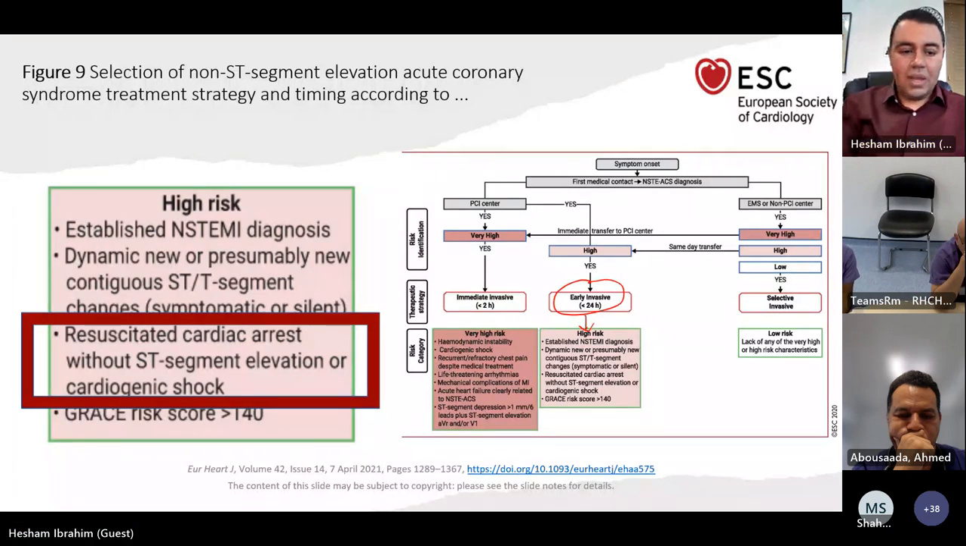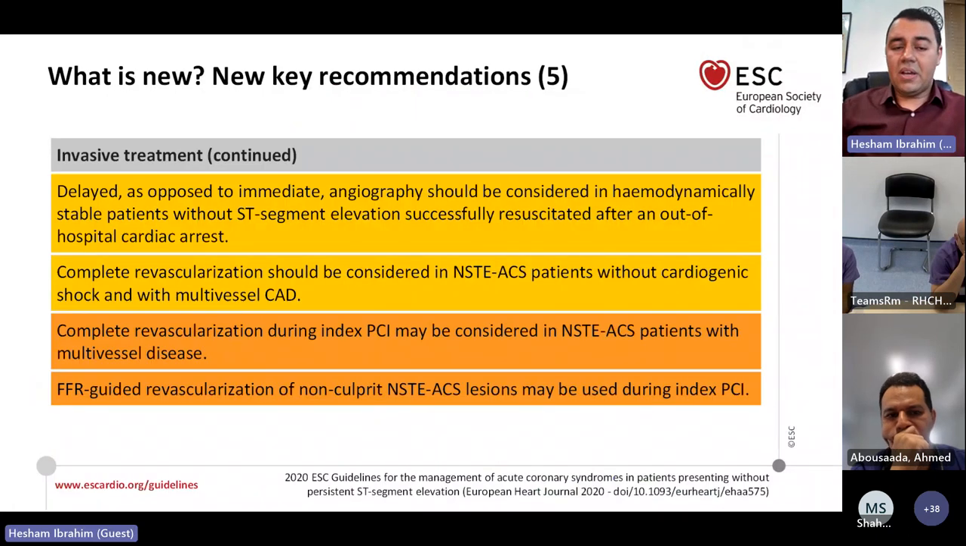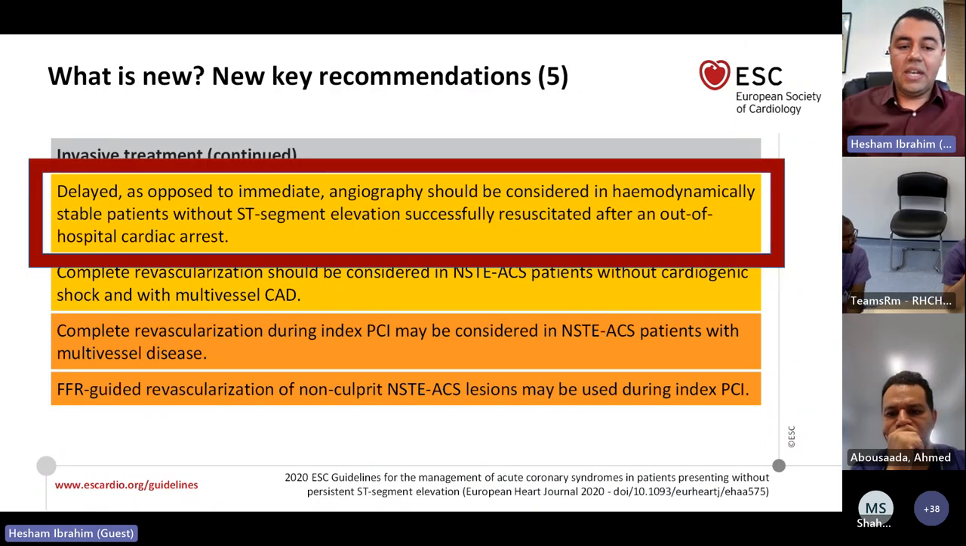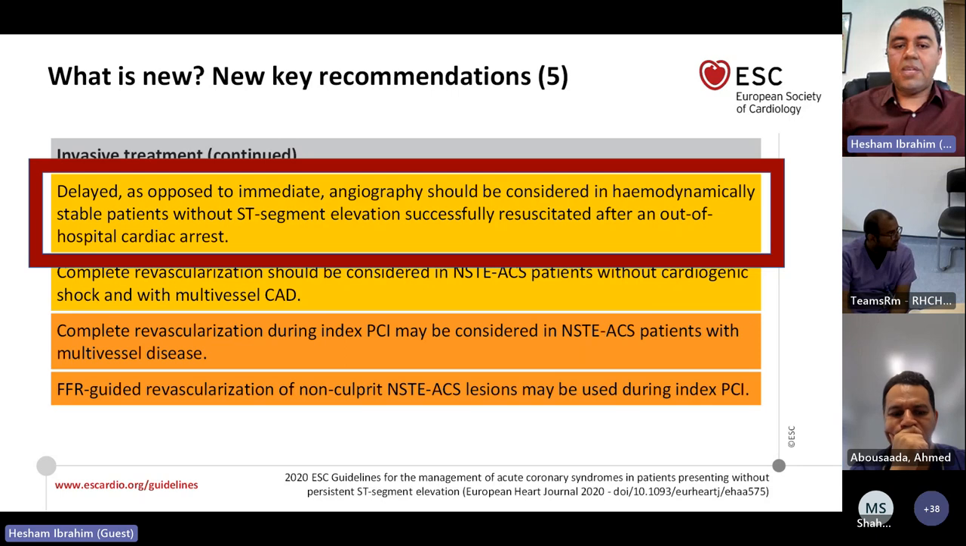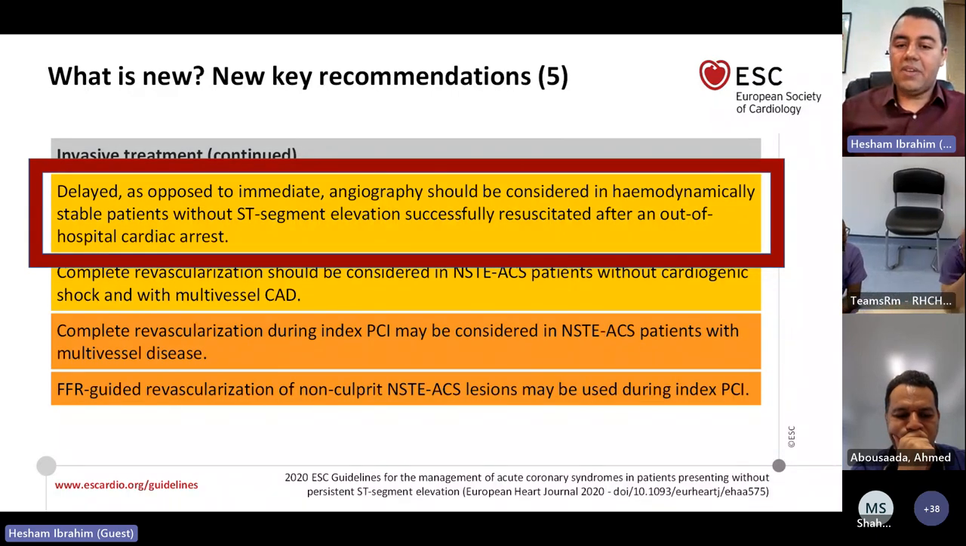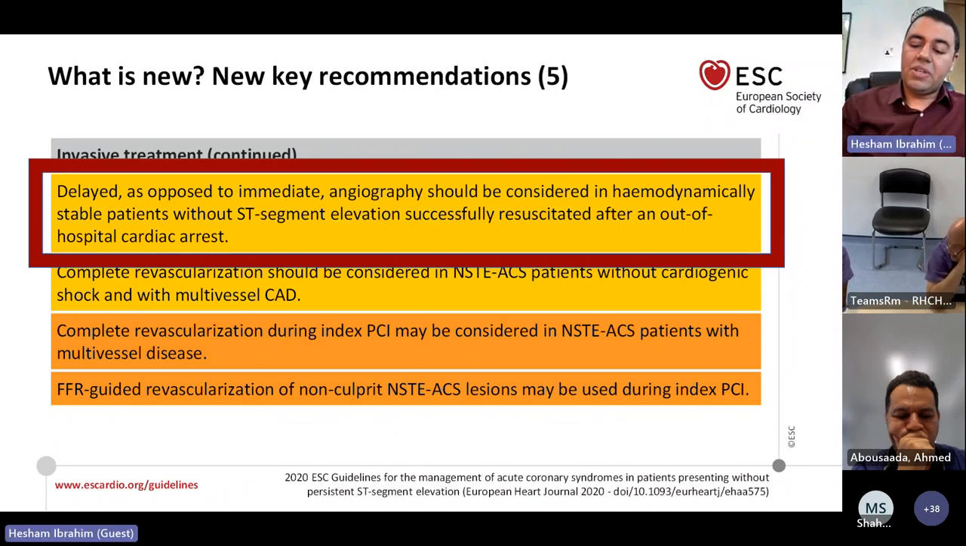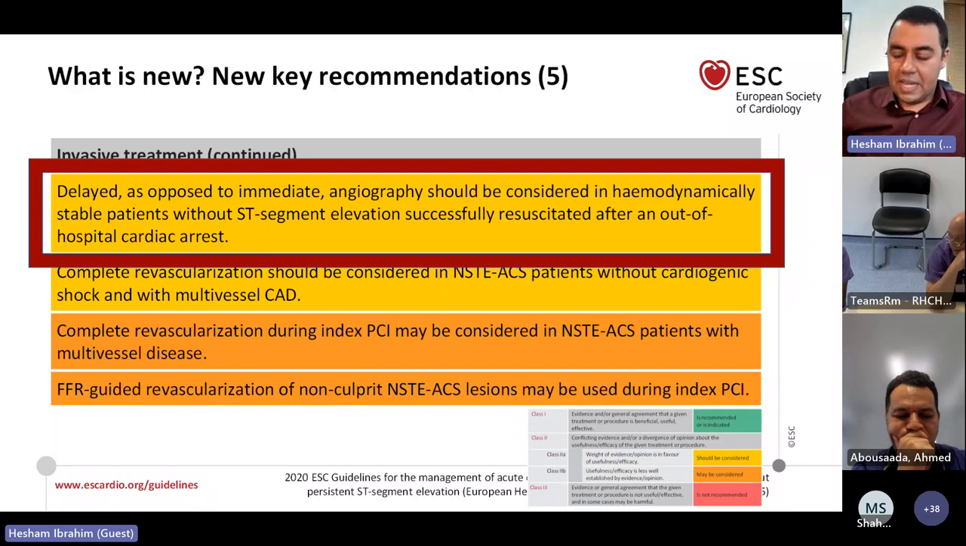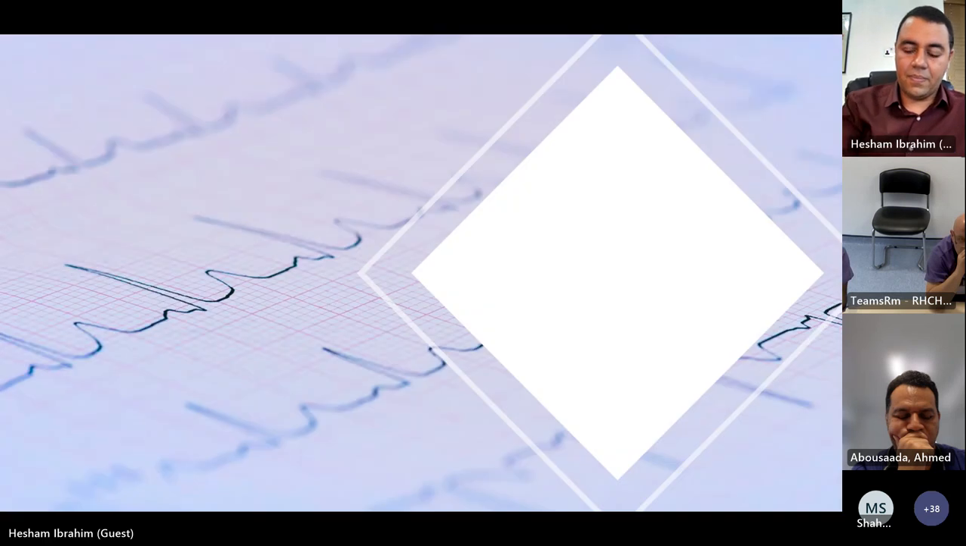So let's move on. Here are the recommendations in the European Society of Cardiology guidelines. They said that delayed as opposed to immediate angio should be considered in hemodynamically stable patients without ST elevation successfully resuscitated after an out of hospital cardiac arrest. And it was written in yellow, which means that this is a class 2A evidence, which means it should be considered. So that's the color coding of these guidelines.